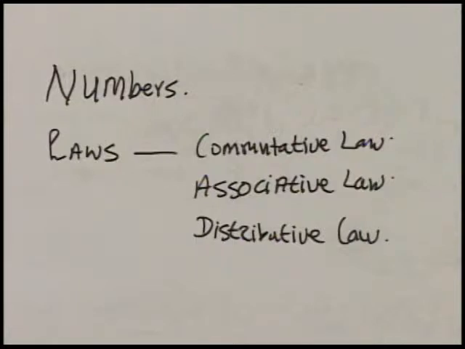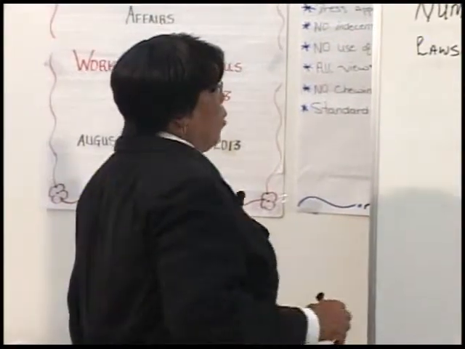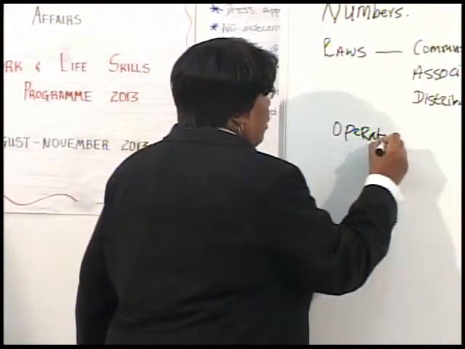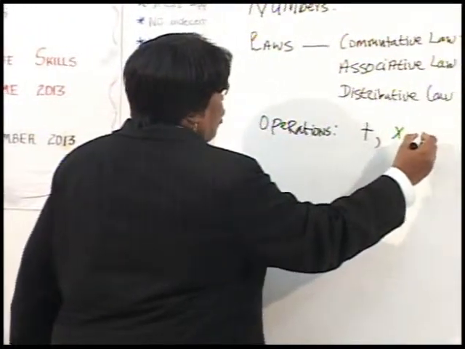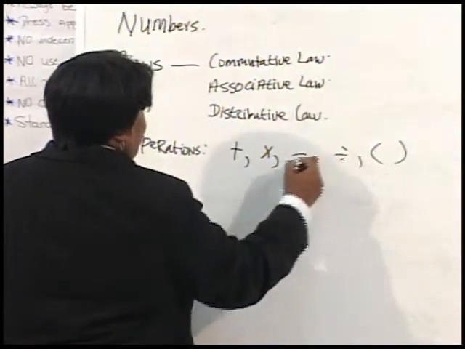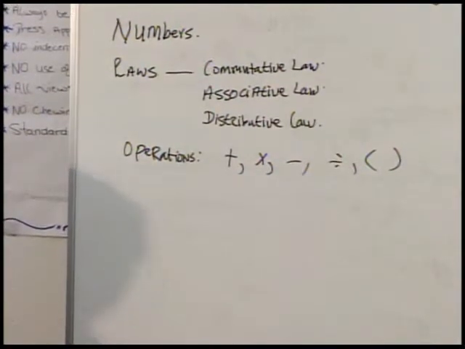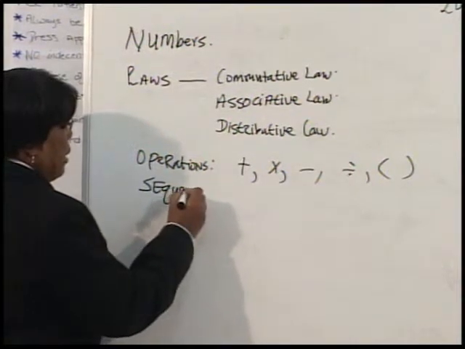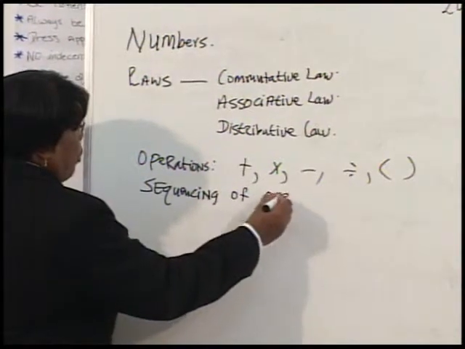Okay, so again, we're into our number theory, and we're talking about adding and multiplying, and I'm sure you heard us talking about saying brackets and everything first. When we have our symbols for our operations, and the operations are just our addition, multiplication, subtraction, division, and we bring in a bracket to show something, what are we saying here? There is a sequence that has to be followed all the time. Sequencing of operations.